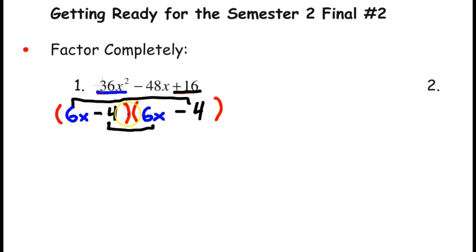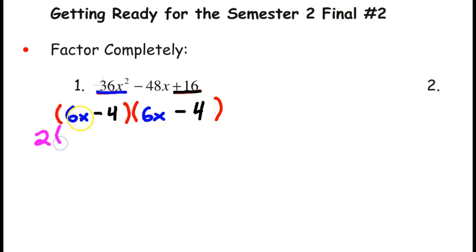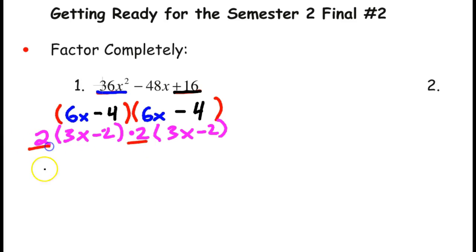Now, the problem with this answer is that it's actually not fully simplified, because if you can, you should always take out GCFs. So you see on this one how 2 goes into both of them? You can take out a 2 from each of those, divide each by 2, and you'll have 3x minus 2. And you can also take out a 2 out of each of these. So you can take out another 2 and have 3x minus 2 again. And then just take those 2 and make 4. So 4 times 3x minus 2 times 3x minus 2.